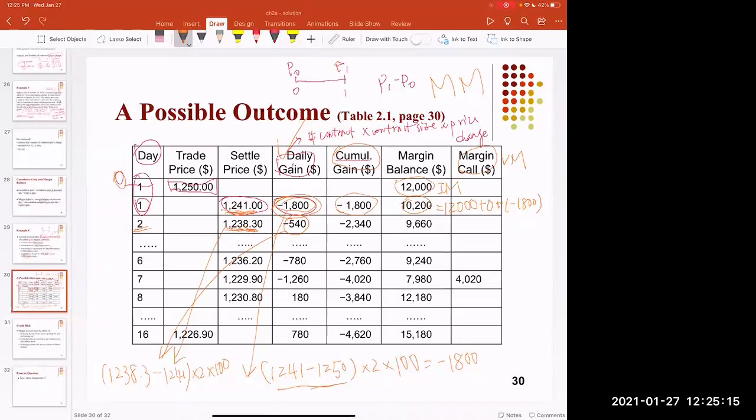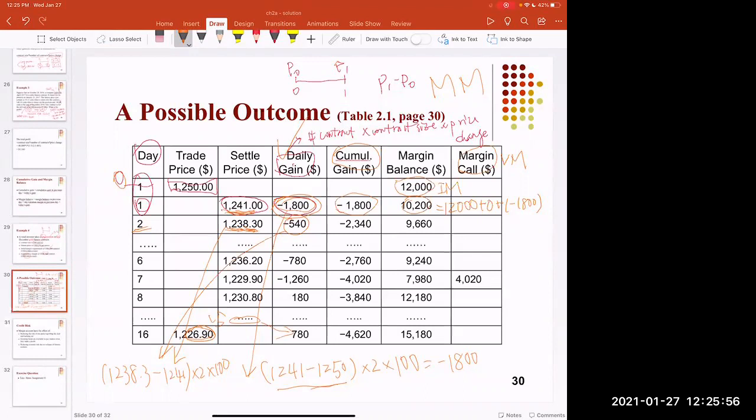And the same thing for the other days: the price for the day is the ending price, and the beginning price is the ending price of the previous day. Okay, I hope you understand that. And the last one, you see day 16. On day 16, they have a trade price, which is where they buy back. This is a long position, so they sell this contract. So this is the selling price, and this is the ending price. You're going to use this and the price at the end of day 15 to calculate the daily gain in day 16.